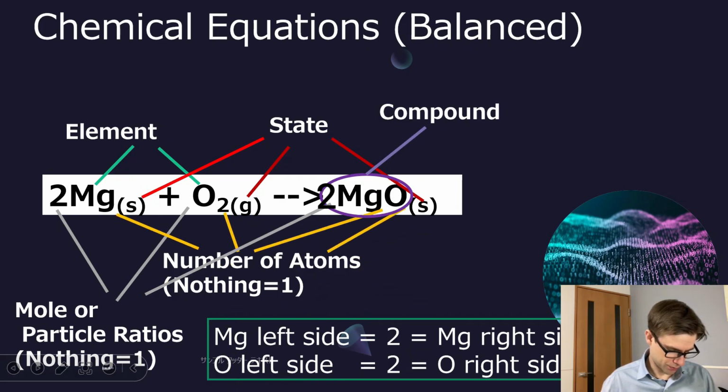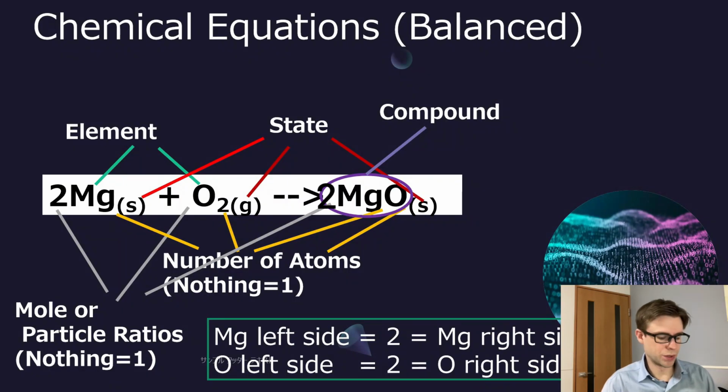What else is in here? We've got these orange lines, number of atoms. So again, for O2, the subscript 2 indicates there are 2 oxygens. They're bonded together in this formula. Everything else, though, doesn't have any numbers. There's nothing on the subscript of Mg or O or MgO. So we understand those also mean 1, okay? If there's no number, it just means there's one of that.